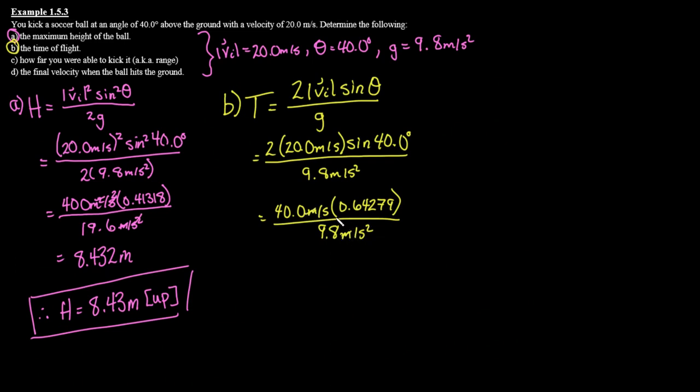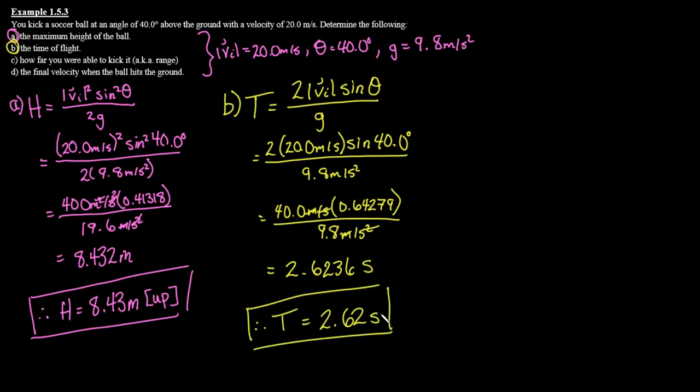Your meters cancel out. One of your seconds cancels out, leaving you with 1 divided by seconds, so that converts to seconds. So the time that I get is 2.6236 meters. Or sorry, not meters. We're looking at time here. 2.6236 seconds. So if we go to our significant figures again, the time of flight is 2.62 seconds.